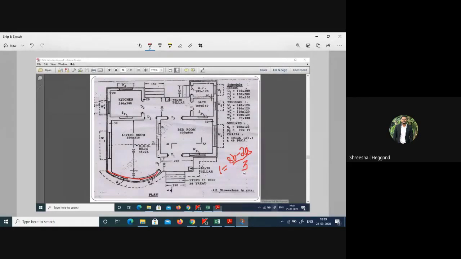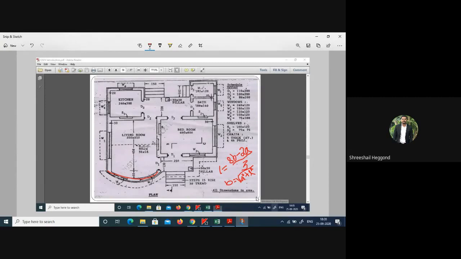Now the question comes, what is A and what is B? B is equal to square root of A square plus L square, small l. Now the question comes, what is A and L?